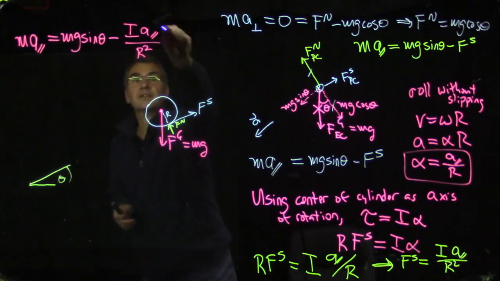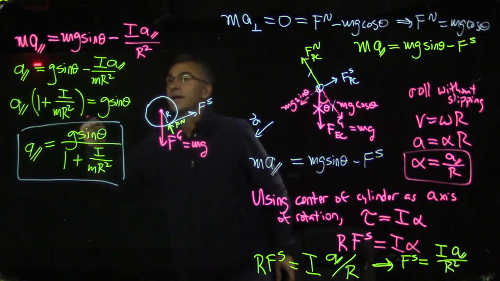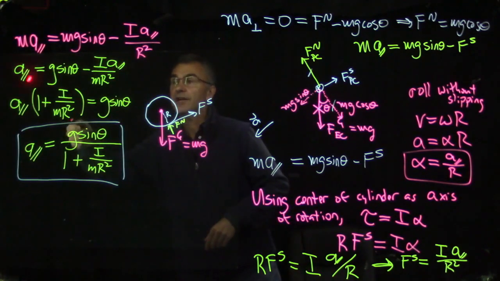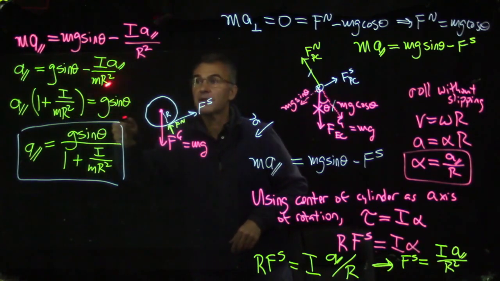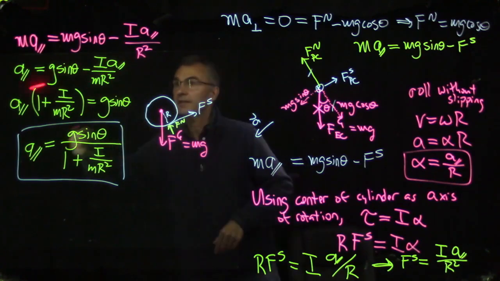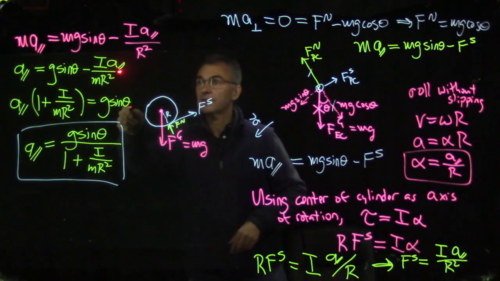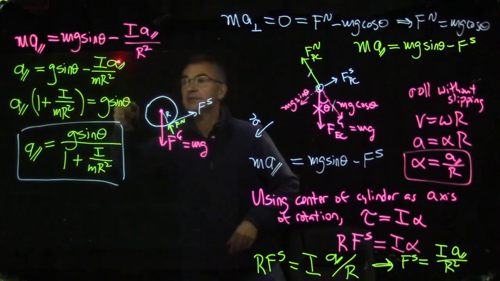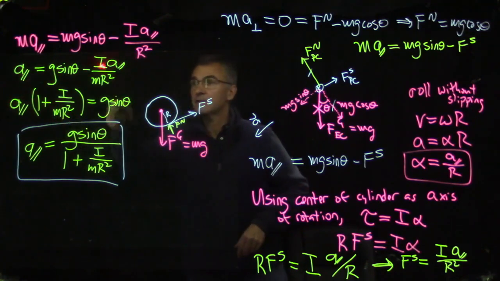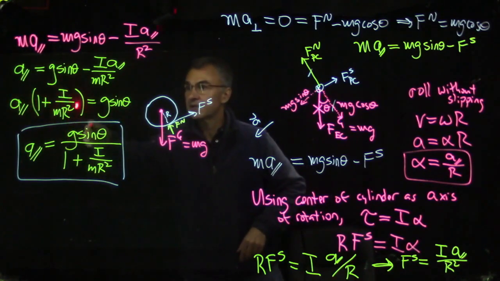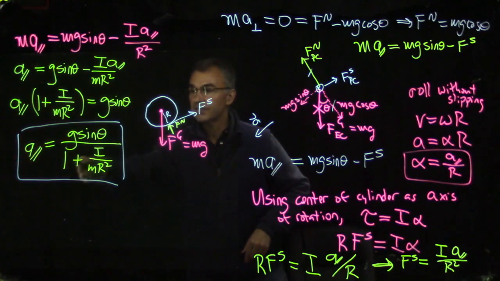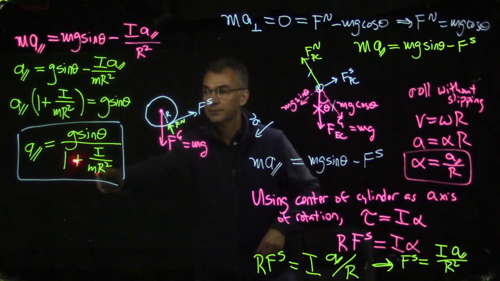Next we want to isolate the acceleration so we can solve for it. So we can divide both sides by m. That gives us the downhill acceleration equals g sine theta minus I a downhill divided by m R squared. So this R squared became an m R squared. Then we take this term and move it over here. See that we can just factor out the a downhill, and we have a downhill times 1, and a downhill times I over m R squared. So that gives you a downhill times 1 plus I over m R squared. That leaves just g sine theta on the right. So then we can divide both sides by this. We get the downhill acceleration equals g sine theta divided by 1 plus I over m R squared.